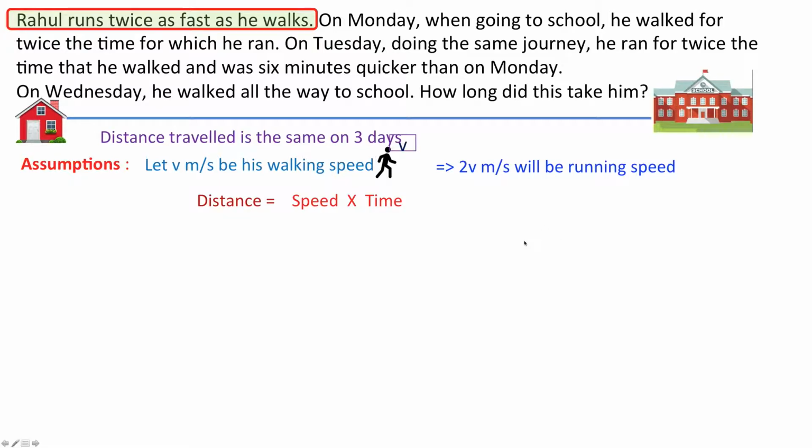So now, as we said, 2v will be the speed at which he'll be running. Now we have drawn the diagram. Now let's come to the table. Let's make a table.